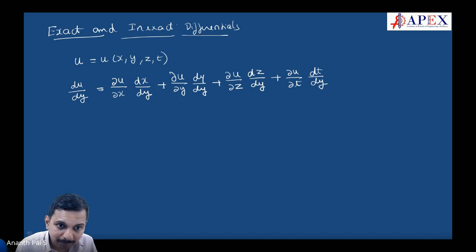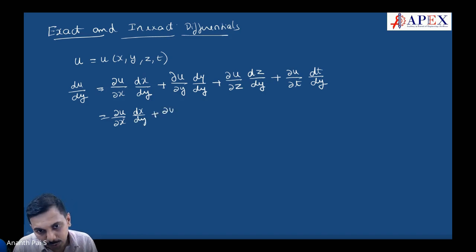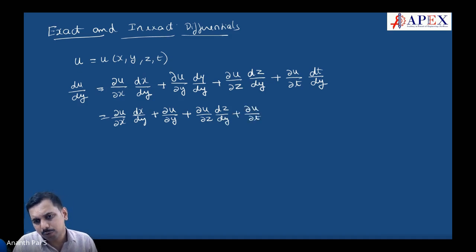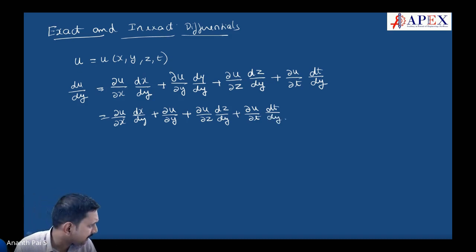Okay. So now what happens? You don't worry about what it is. So what is this? You get partial u by partial x into dx by dy plus partial u by partial y. This dy dy cancels, and then partial u by partial z into dz by dy plus partial u by partial t into dt by dt. This is the general case.